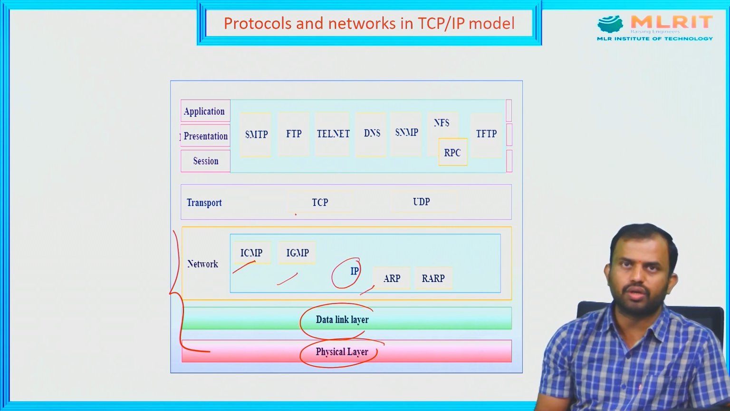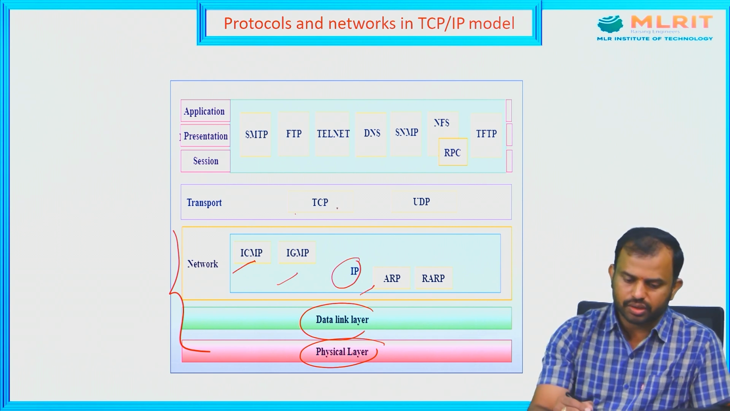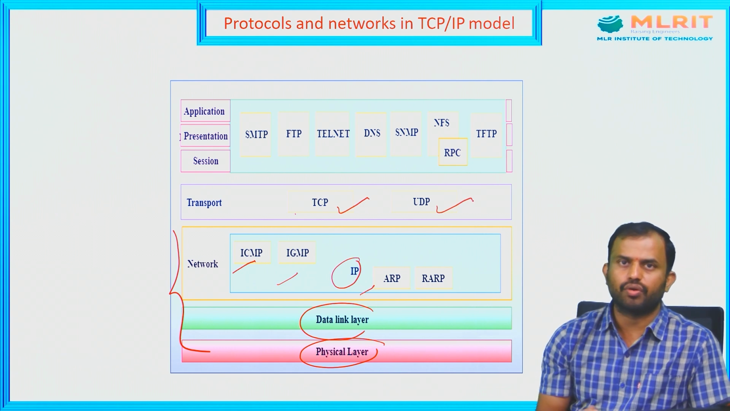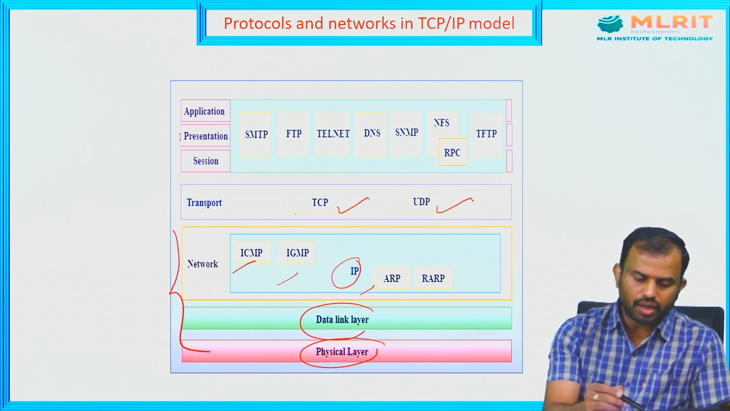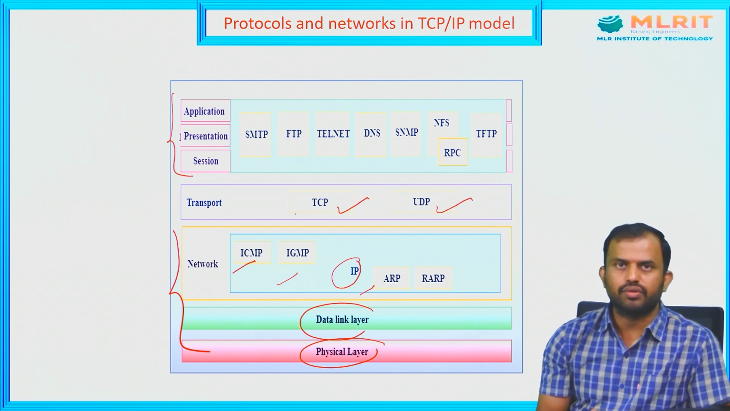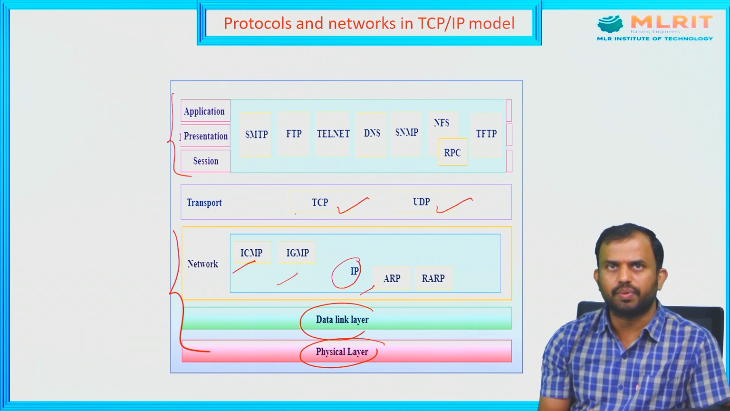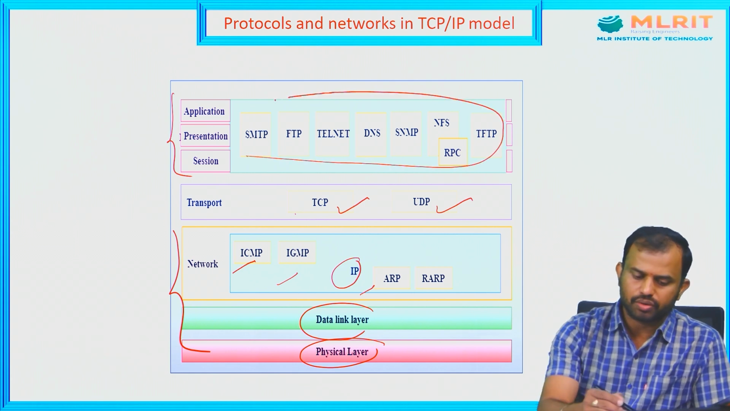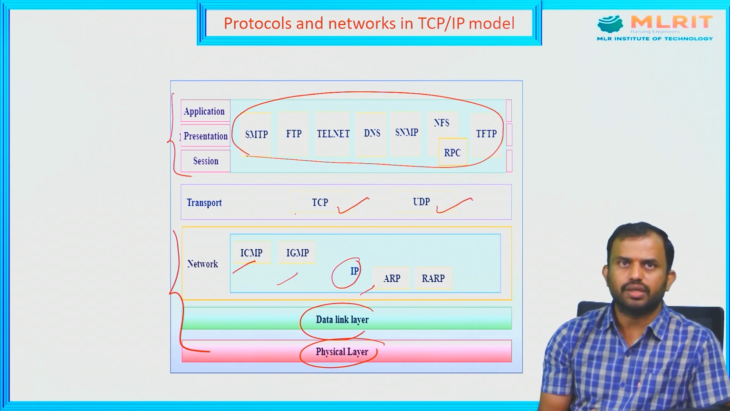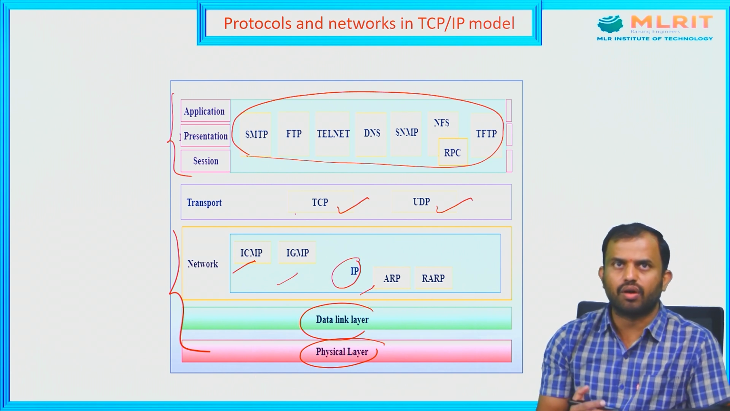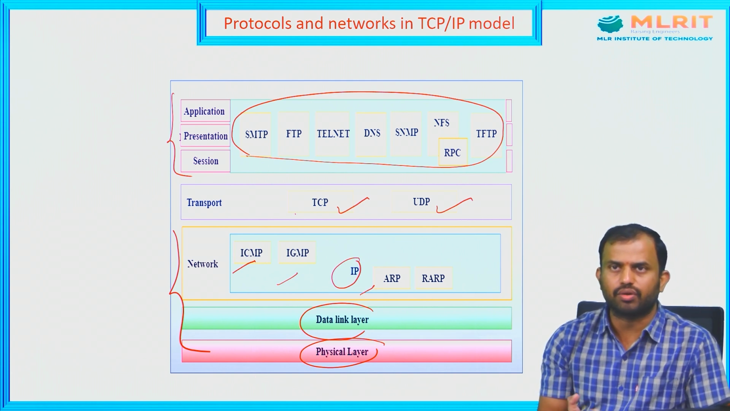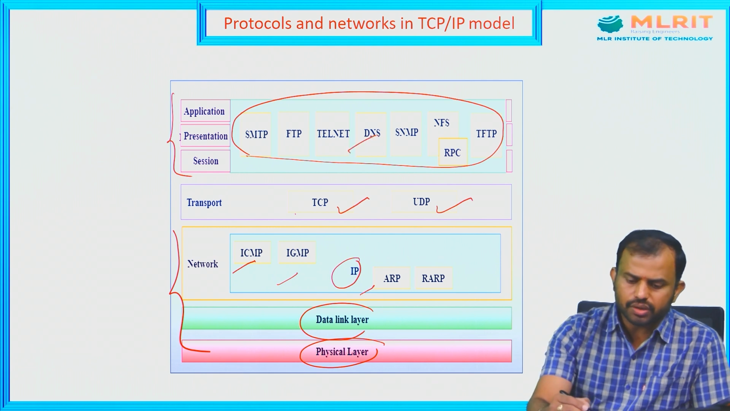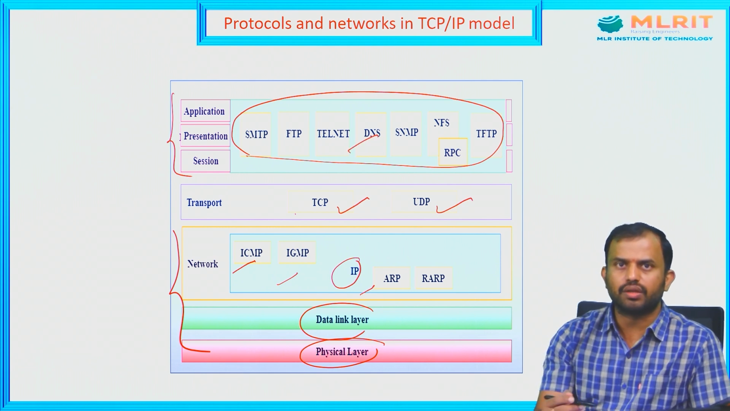Similarly, in the transport layer we are using two different protocols: one is the TCP protocol and the other is the UDP protocol. And similarly in the application layer, whether it is the OSI model or the TCP model, we implement all these protocols, such as SMTP, which means simple mail transfer protocol, file transfer protocol, Telnet protocol, or domain name system protocol. We use different kinds of protocols to implement our architecture.